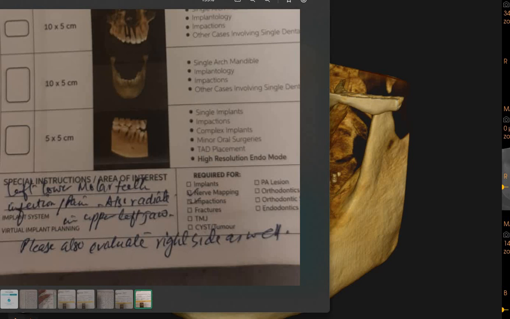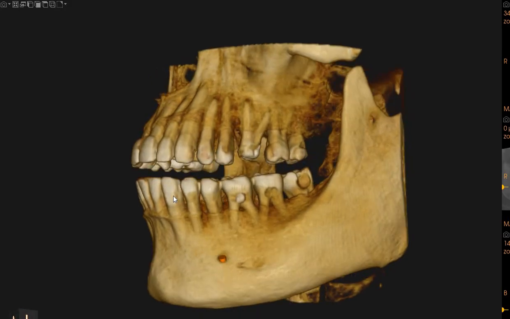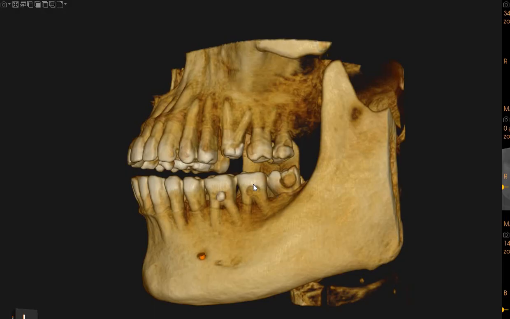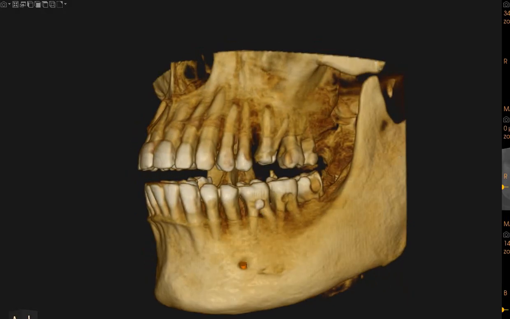This is the CBCT of the patient that you have requested. The area of interest has been mentioned, as you can see on the screen as well. This is the 3D rendering of the lower left aspect. We've got a grossly carious wisdom tooth. We've got a class 5 lesion in the 7 and we've got a filled lesion in the 6 as well.